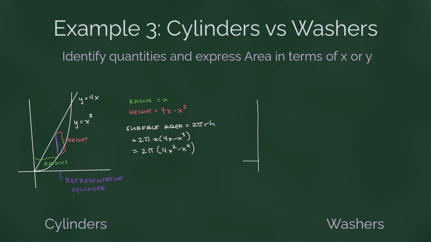For the washer method, we'll start with a similar diagram, drawing our functions in 2 dimensions. y equals 4x and y equals x cubed. This time our representative washer is going to be perpendicular to the y-axis.